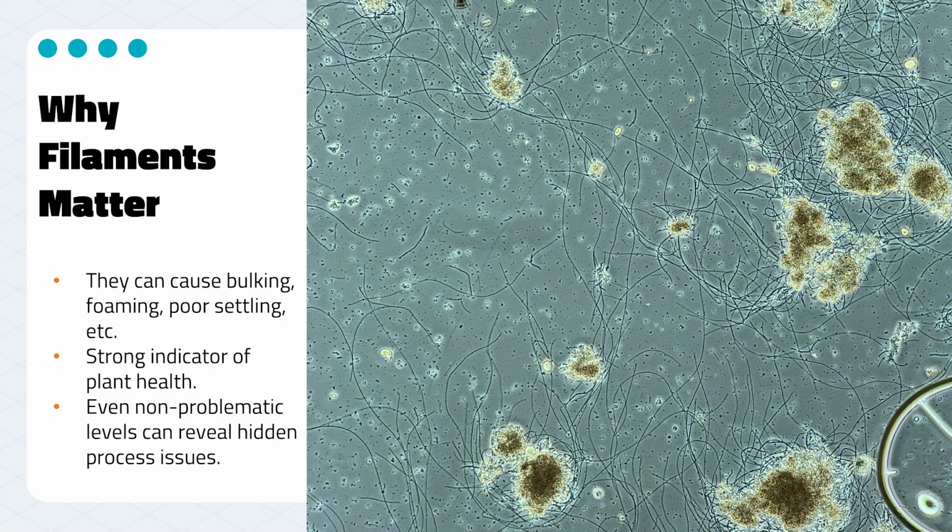So when we do microscopy, why do we care about filaments? Why do they matter? Well, in and of themselves, they can cause major upsets within your system, including bulking, foaming, and poor settling. They're also strong indicators of plant health, so small shifts within the population of your filaments can indicate nutrient imbalances, potential toxicity, and even things like low DO. They give you insights into potential problems that can pop up within your system far down the line.